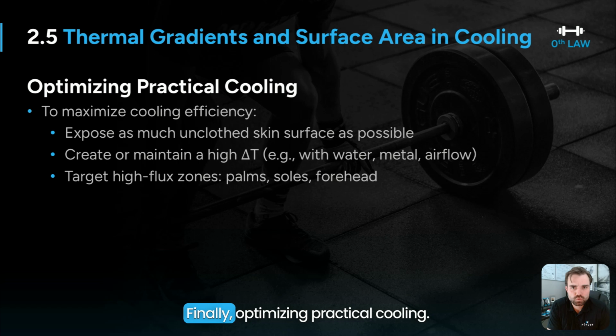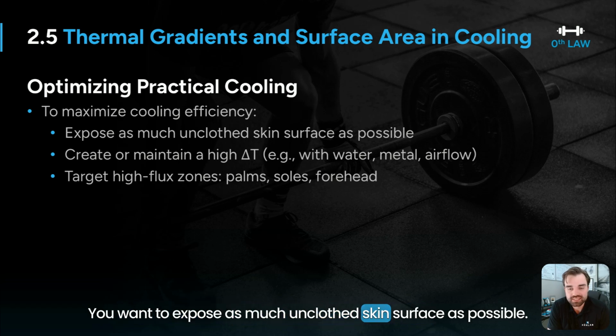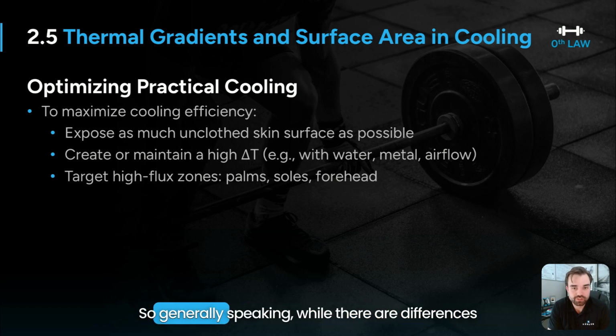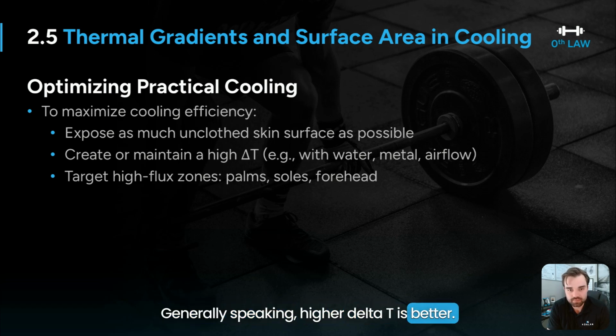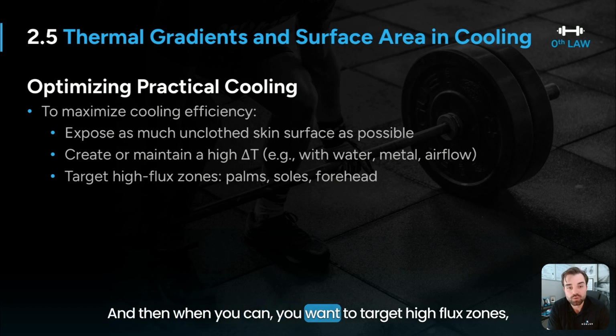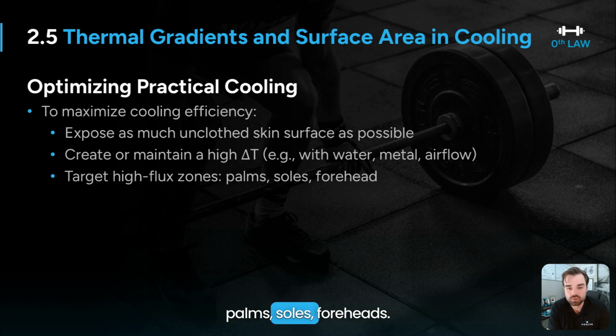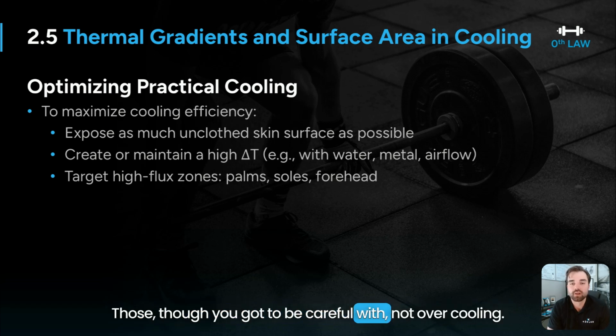Finally, optimizing practical cooling. So just a few quick principles. You want to expose as much unclothed skin surface as possible. So generally speaking, while there are differences in efficiency, more surface area is better. Generally speaking, higher delta T is better. And then when you can, you want to target high flux zones: palms, soles, foreheads. Those, though, you've got to be careful with not overcooling.